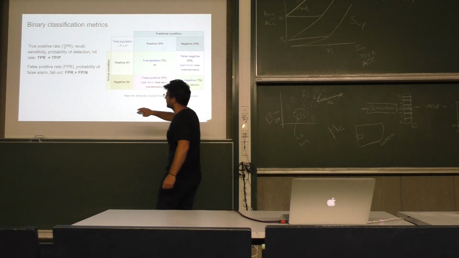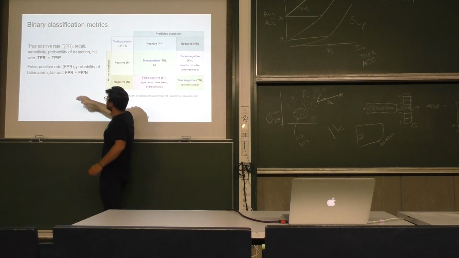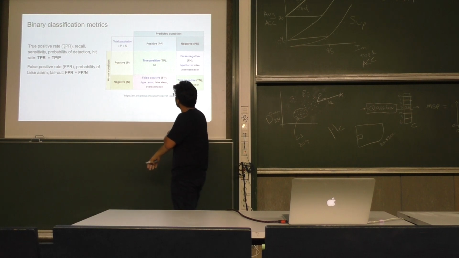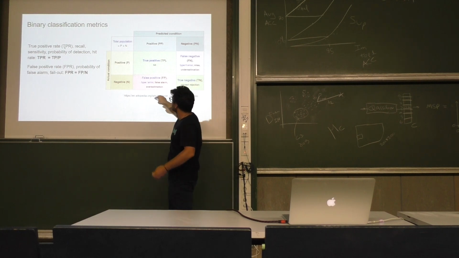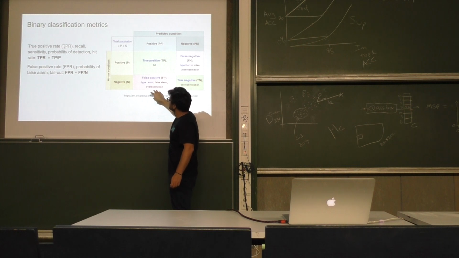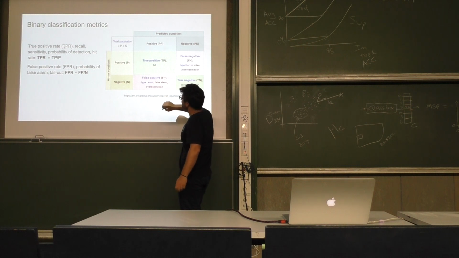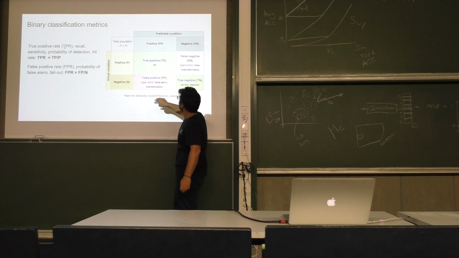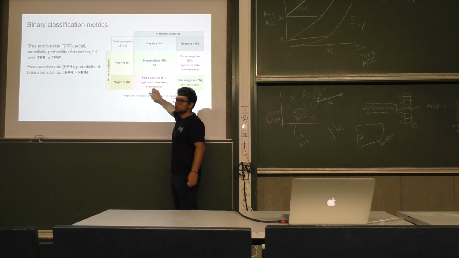And the same thing for the false positive rate. Not the same, but given that the data are anomalous, outliers, so out of distribution, how much of those data did we classify as in distribution?